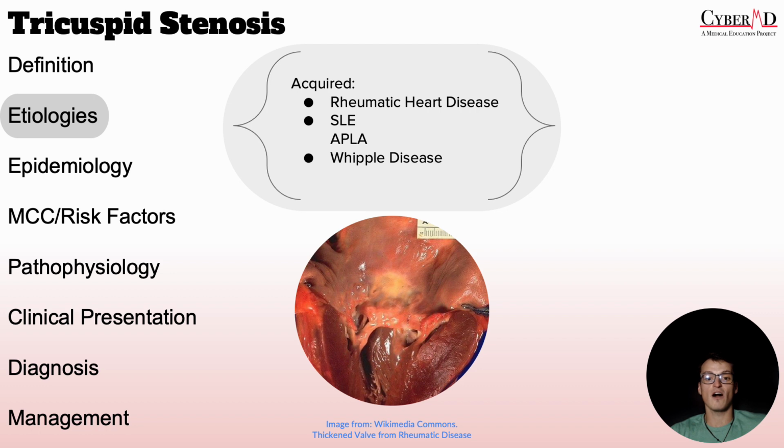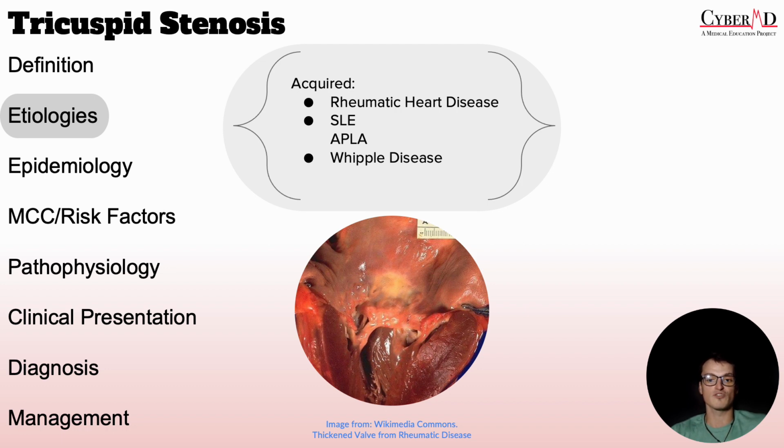Other acquired causes include large vegetations or carcinoid syndrome, which we're going to be discussing later. Systemic lupus erythematosus can cause this, as well as anti-phospholipid antibody syndrome. In all of these cases, there is inevitably some sort of growth or compound accumulation on the leaflets themselves, or some sort of fibrosis due to valve damage that causes the valve to become stenotic.